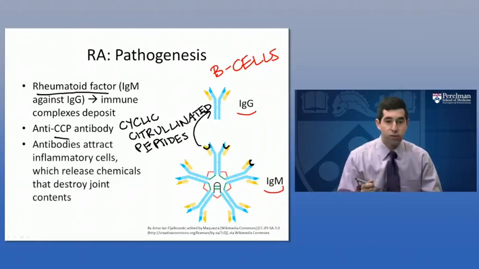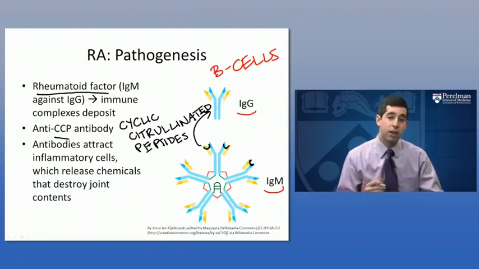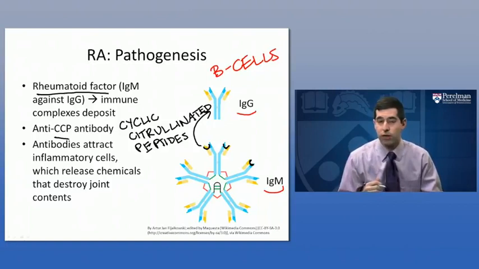Finally, as we said, those antibodies, their job is to target protein or to target bacteria, and so they're going to be attracting inflammatory cells to the area. Those inflammatory cells come, they're looking for bacteria, they think they're around, and so they start to release chemicals that are meant to essentially destroy and kill that bacteria. Unfortunately, there is no bacteria there, and those chemicals start to destroy the joint contents themselves. They contribute to that formation of the pannus that we mentioned before from that synovial hypertrophy.